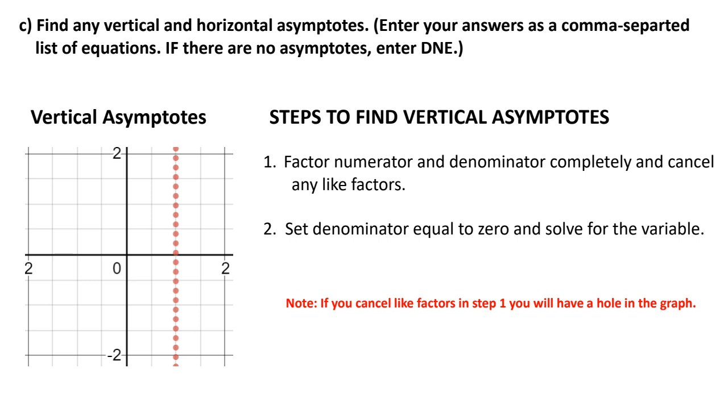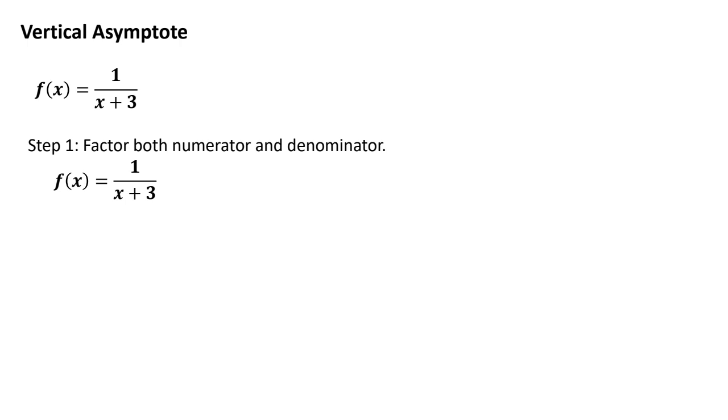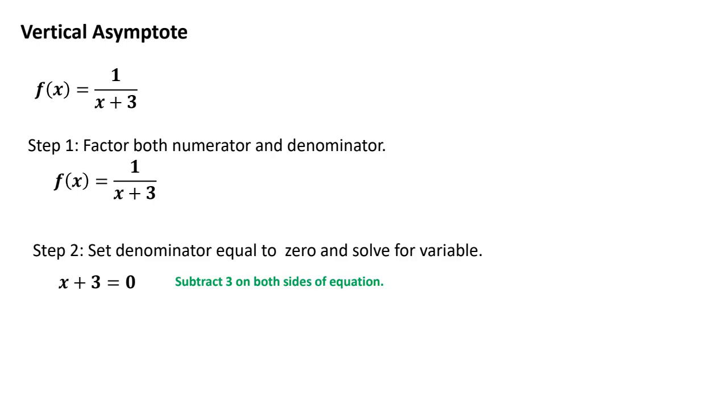And then we set the denominator equal to 0 and then solve for the variable again, which we did already in the previous step, right? So we had this question. Now we need to factor both the numerator and denominator. I see that my numerator is already factored out. It's already in simplest form. Same with the denominator. So that takes me to my second step where I set the denominator equal to 0.